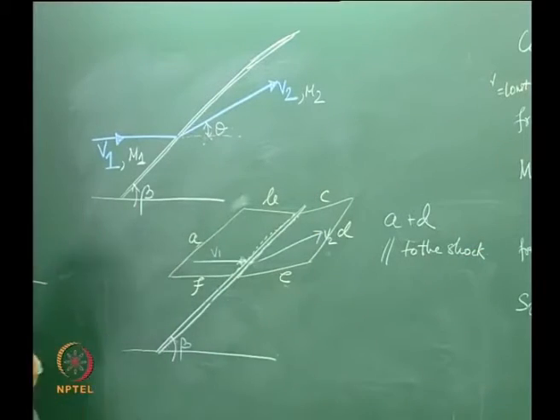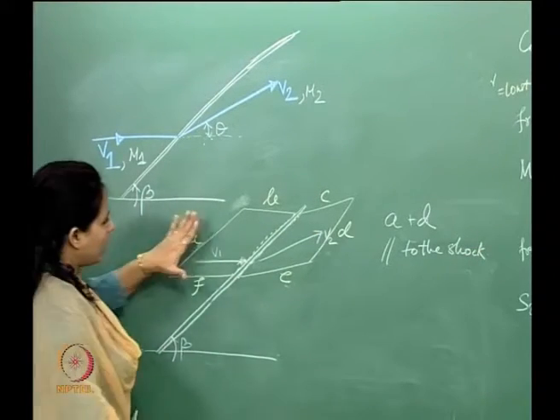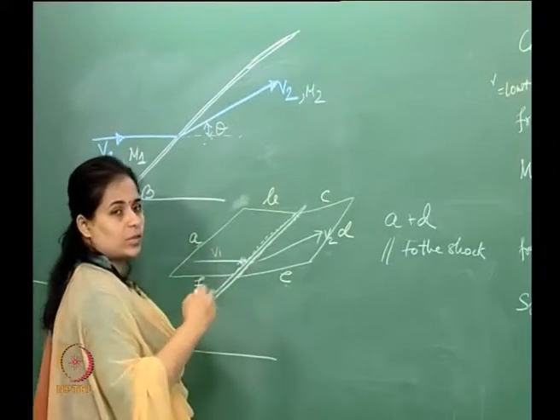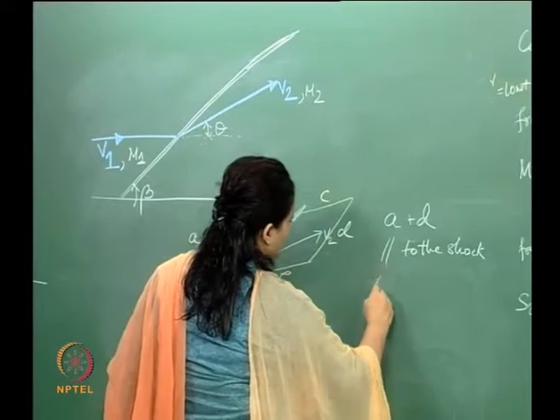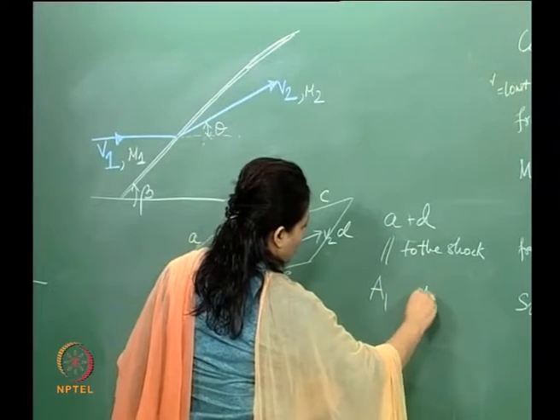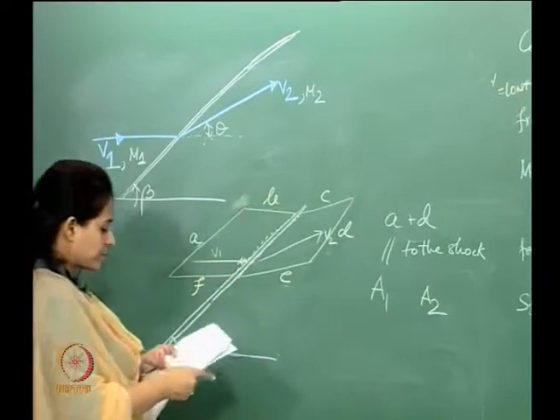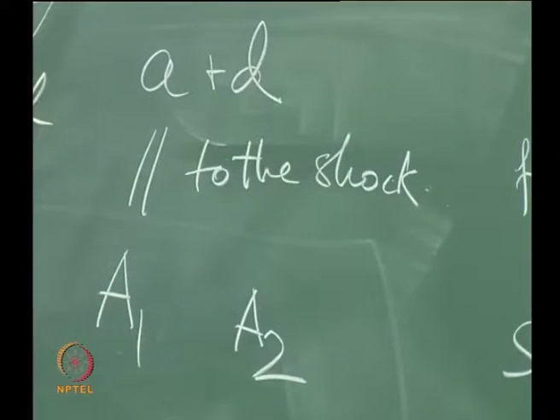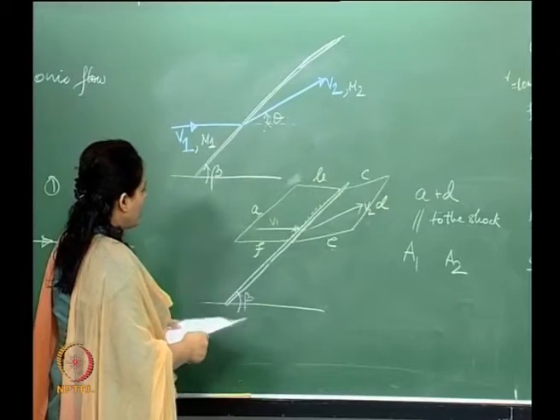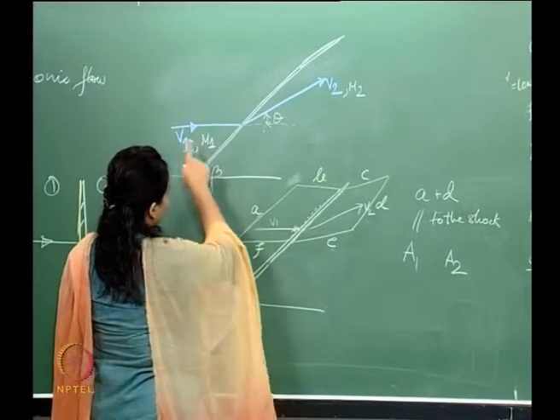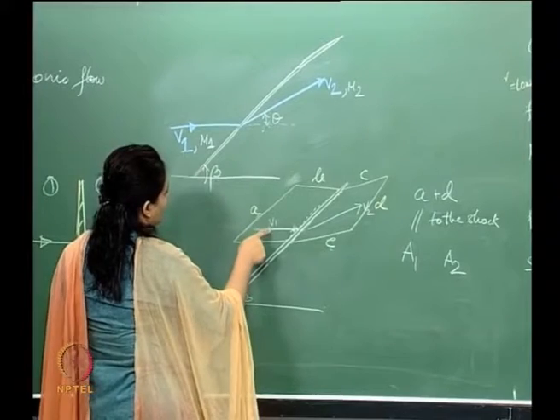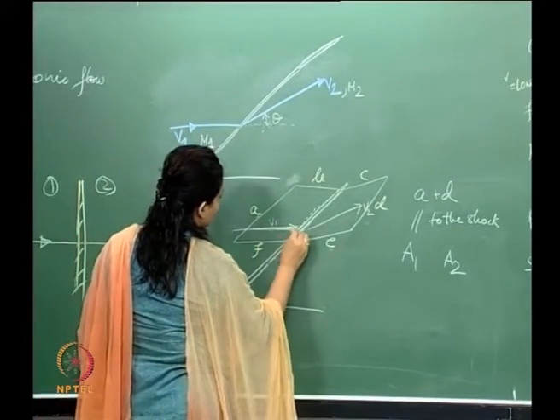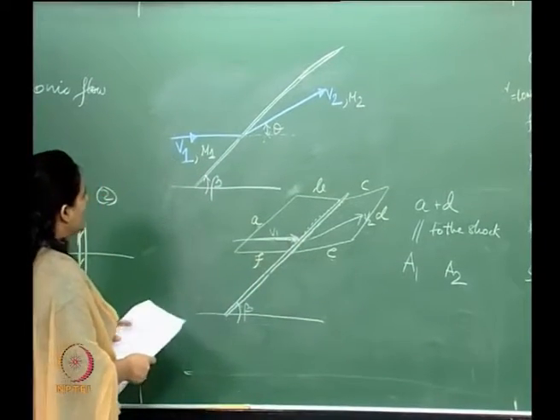Okay, I hope I have drawn it right. So, basically A and D, these sides are parallel to the shock, and let us say the corresponding areas are A1 and A2. So, you can see that these are actually equal here. Okay. Now, as we know, this is essentially the velocity vector, right. This is the incoming velocity vector.